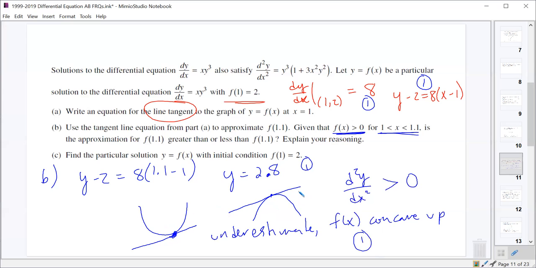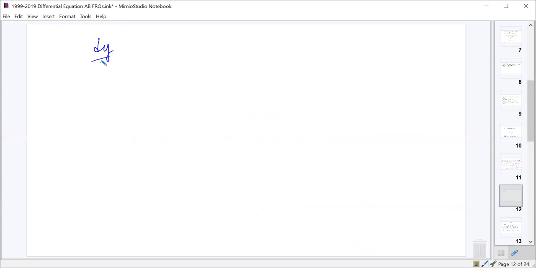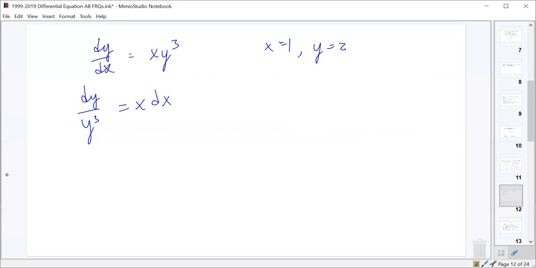So. All right, then we're going to find a particular solution with the initial condition that f of 1 is 2. So we got dy/dx equals xy cubed, and that x equals 1, y equals 2 is our initial condition. So these are pretty much always with the differential equations, they're almost always separable differential equations. So we got to get the y's on the side with the dy and bring the dx to the other side. So we'll have dy over y cubed equals x dx. Just doing that is worth 1 point. Okay. Then we probably rewrite the y cubed as y to the negative 3 dy.